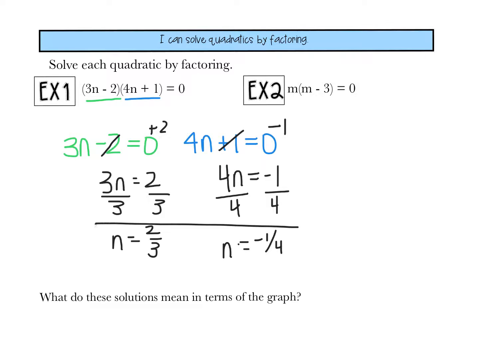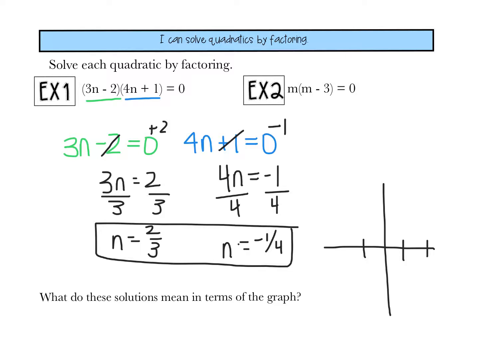So these roots are crossing at fractions, which can happen. If I think about what that looks like on a graph, this is going to cross at 2/3, so about right there, and at negative 1/4, so about right there. So I've got this quadratic that's really, really skinny, and that's what it's going to look like on a graph. So go ahead and pause the video and try example 2 on your own.